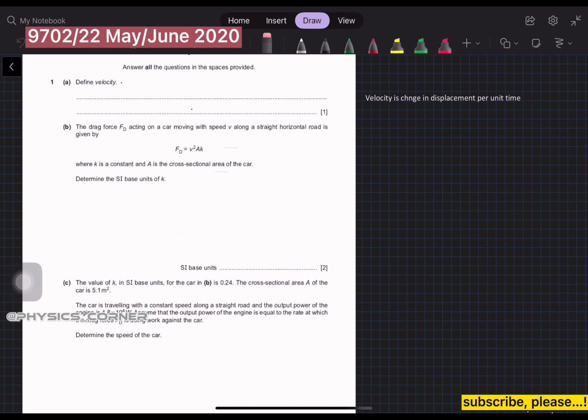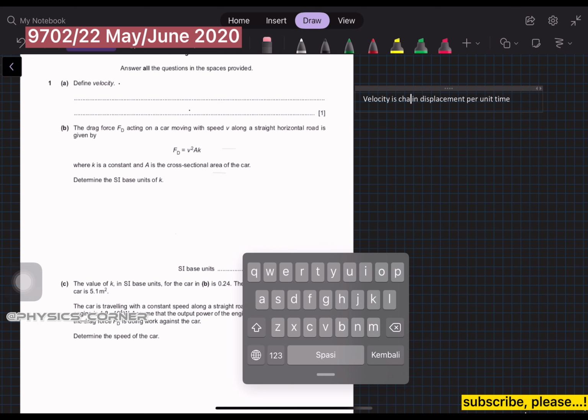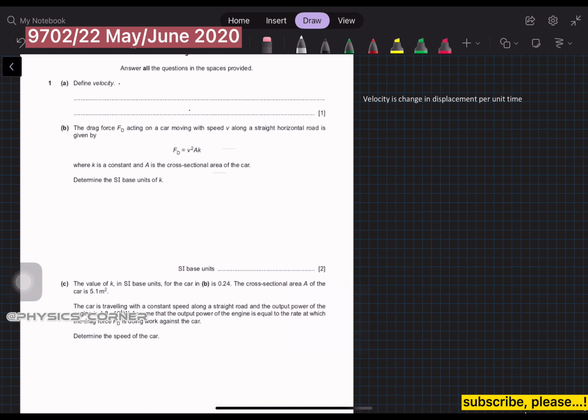Define velocity. I already typed the answer here on the right side. Velocity is the change in displacement per unit time. Or sometimes we say velocity is delta x over delta t.